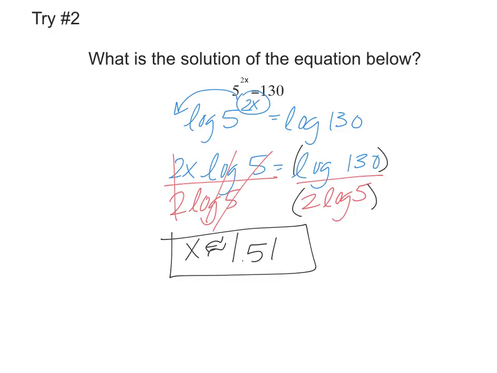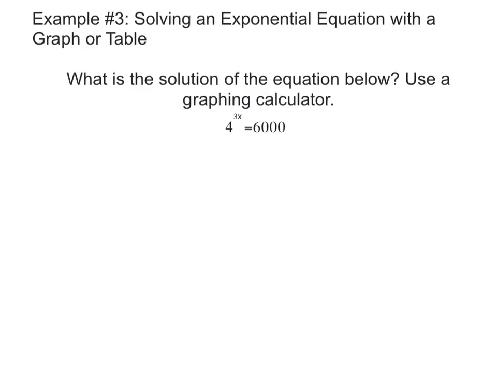All right, at this point, the lesson is done for my general Algebra 2 students. If you're pre-AP, let's take a look at the next problem. It says, what is the solution of the equation below? Use a graphing calculator. We could do this by hand, but specifically they want us to use a graph or a table. I'm honestly going to leave that up to you, however you want to solve it if you were taking a test. However, if you would like to see how this is done, then let's just follow.